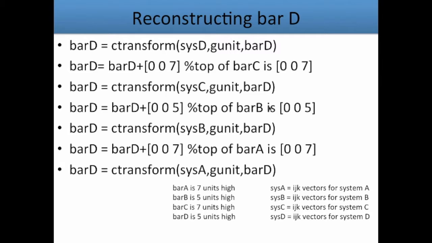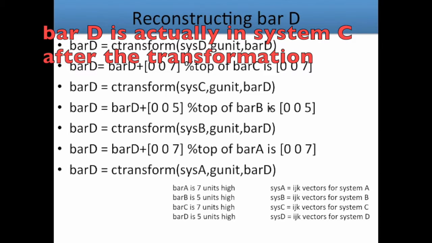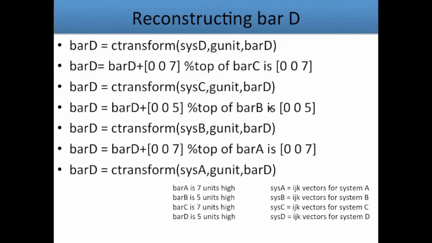After the orientation and displacement are applied, we now have bar D in System D. Now System C has 2 bars. It has bar D and bar C inside it.